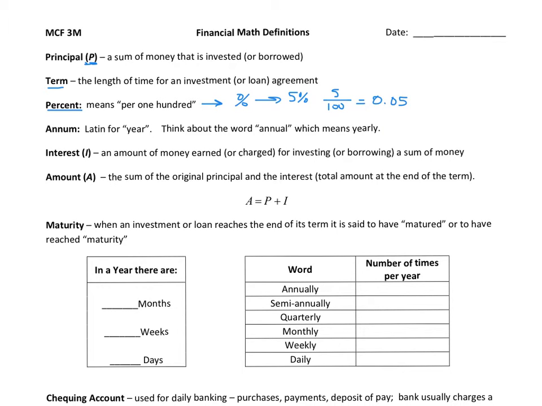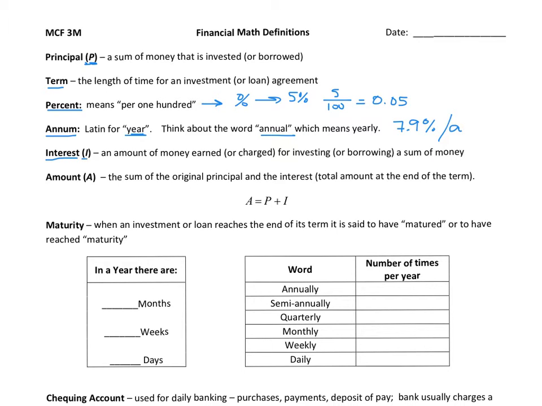Another word that comes up in finances is annum. Annum is just Latin for year. Okay, so think of the word annual. Annual just means yearly. So you will sometimes see an interest rate posted at maybe 7.9% and then slash per A. It means per year. That yearly rate sometimes needs to be changed into a monthly rate if it's compounding monthly and so on, but we'll get into that in a minute.